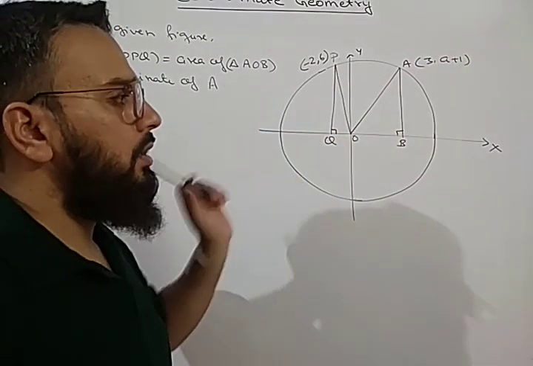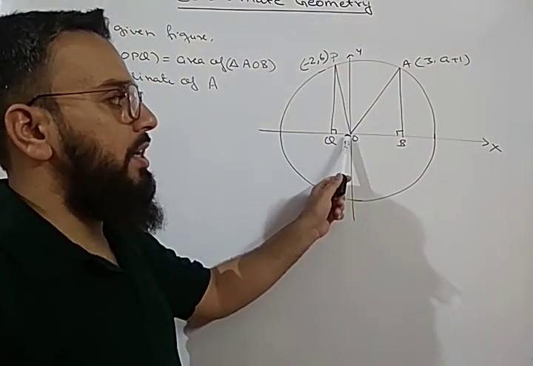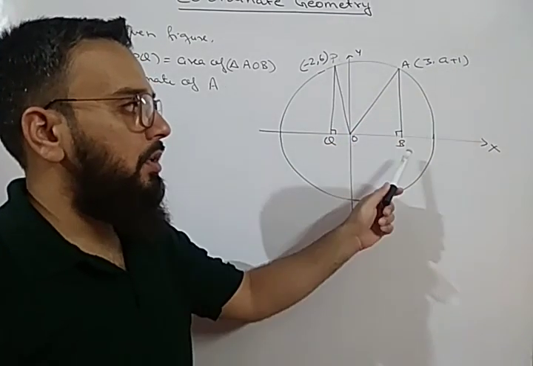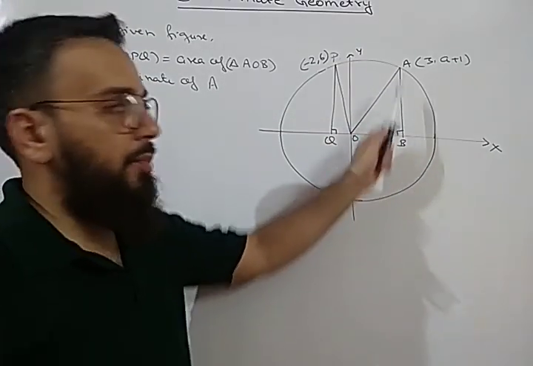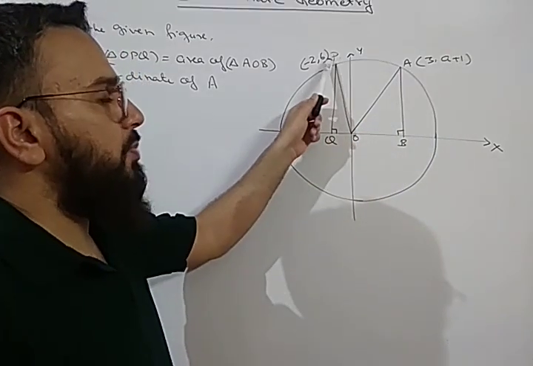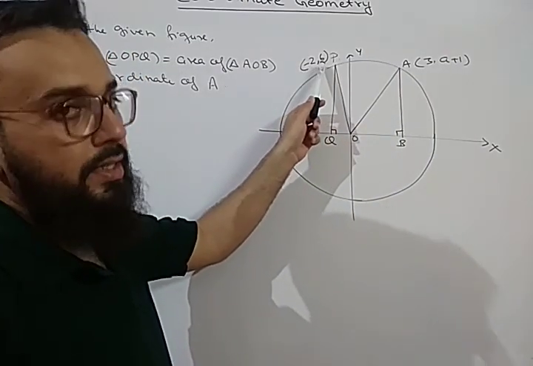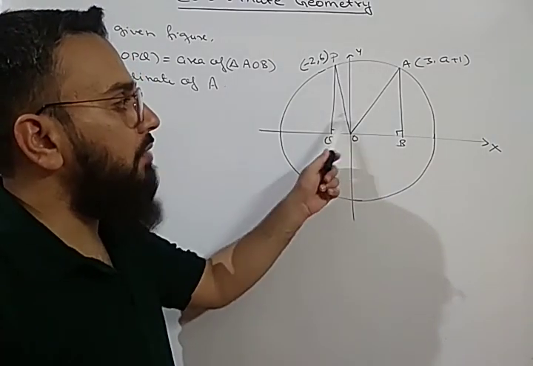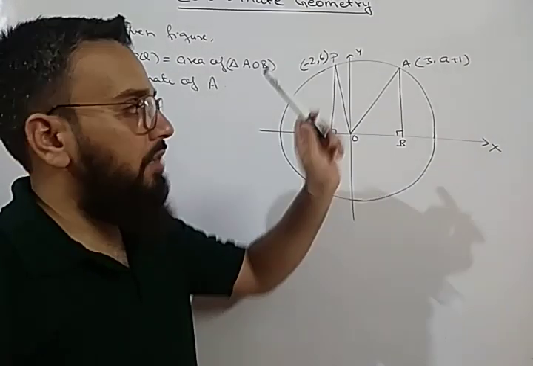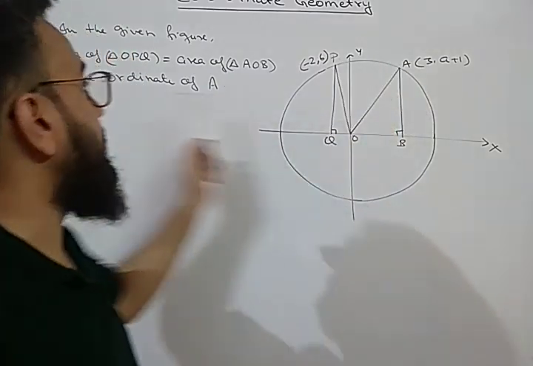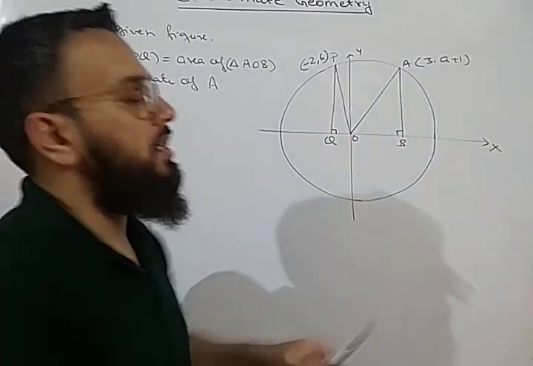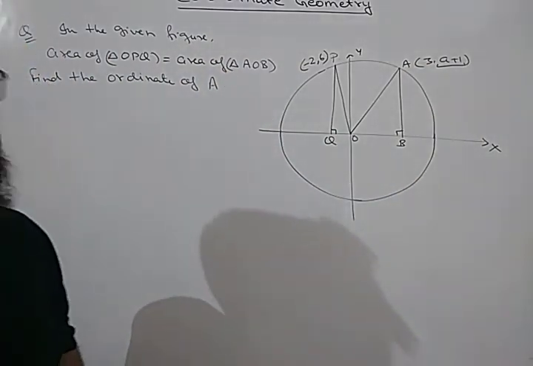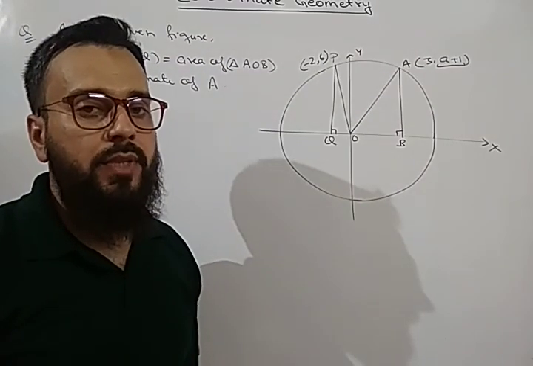This is a figure in which we have given this point is origin, this point is A whose vertex are (3, A plus 1). This is point B which is a perpendicular. Then this point is P whose vertex are (-2, 6), and this is point Q. We have given the area of these two triangles equal. Then we have to find the ordinate of point A. What is ordinate? Ordinate means the y coordinate, which is A plus 1. It means we have to find the value of A plus 1.